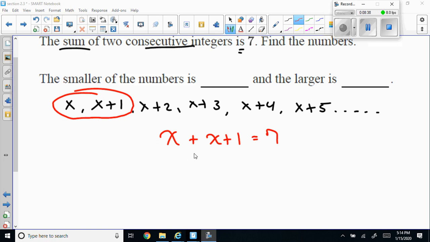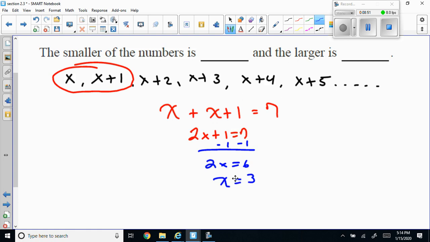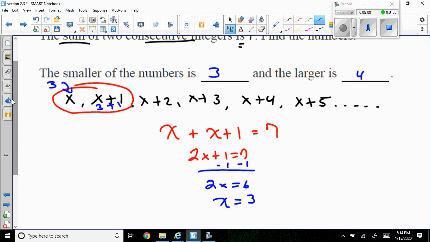Okay, so when we combine like terms here, we get 2x plus 1 equals 7. Minus 1 from both sides, so 2x equals 6. x is going to equal 3, right? So we plug this back into this little sequence here. There's 3, so the smallest number is 3. 3 plus 1 equals what? 4. There you go. And those added together, they better equal 7. So that checks out. Any questions on that?